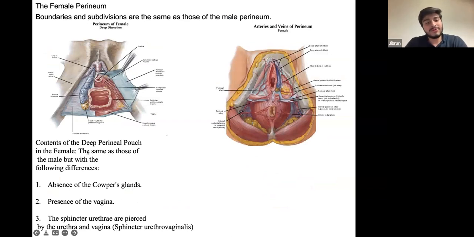So what's different is that, remember we mentioned Cooper's glands? Females don't have Cooper's glands, of course. And they also have a vagina. The sphincter urethrae muscle is basically split by the urethra and the vagina. So in males, the sphincter urethrae muscle is used only by the urethra, while in females, it's also around the vagina.